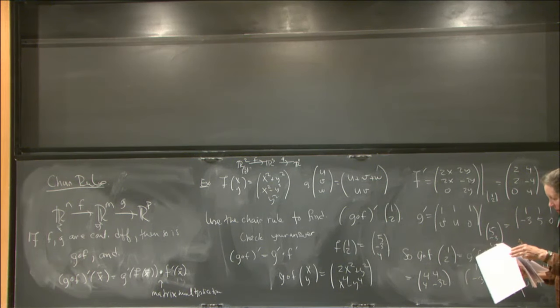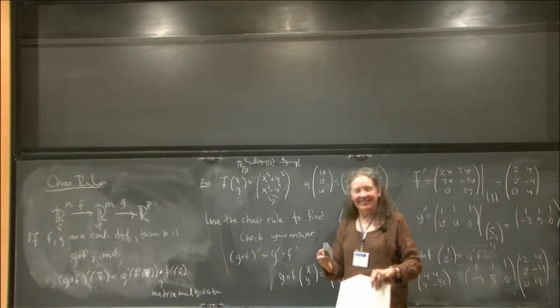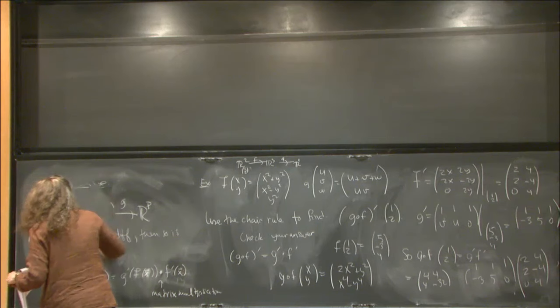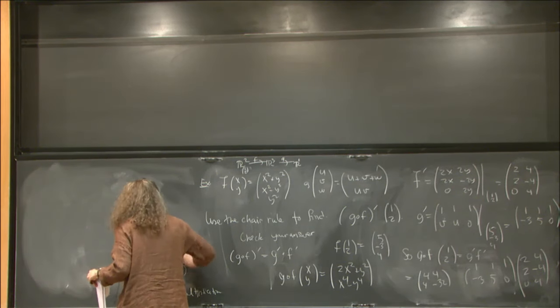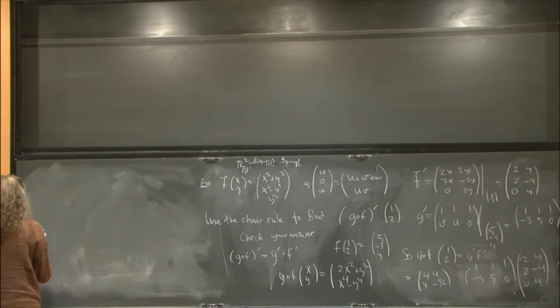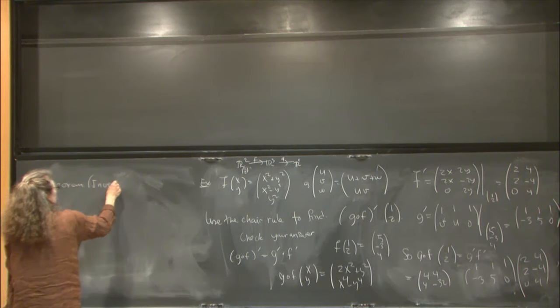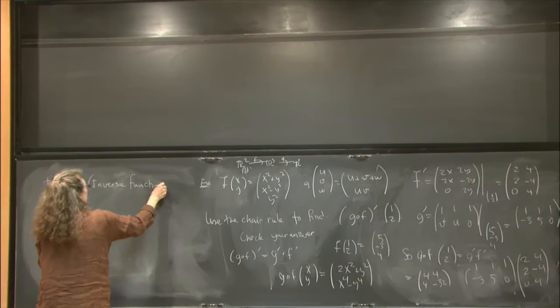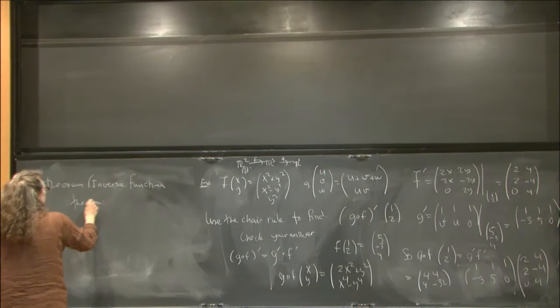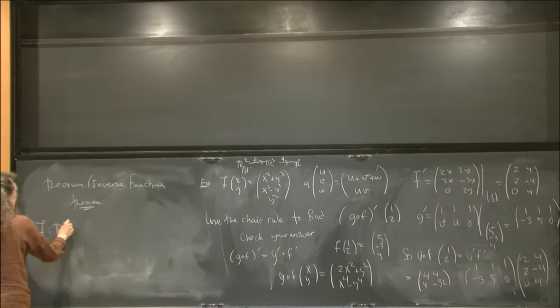Okay, so now what's the next big theorem from calculus? Yeah, good for you. Inverse function theorem, change of variables. So the inverse function theorem says the following. Inverse function theorem. Anybody want to guess what has to be true about N and M? When is it going to be able to have an inverse?